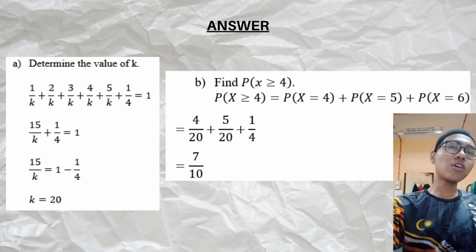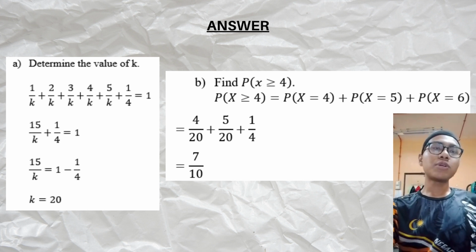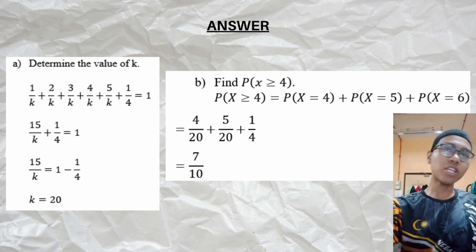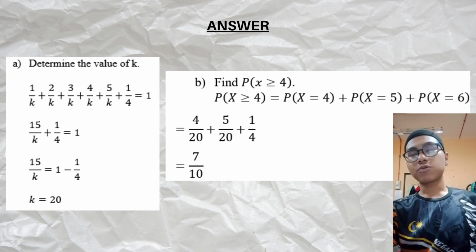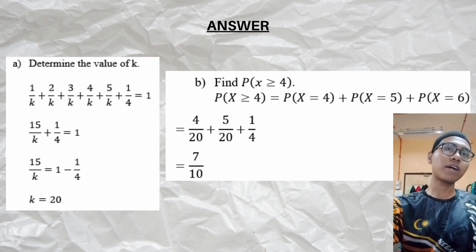So first, probability X equal to 4, which is 4 over 20, plus probability for X equal to 5, which is 5 over 20, and plus probability X equal to 6, which is 1 over 4. So the total answer is 7 over 10.